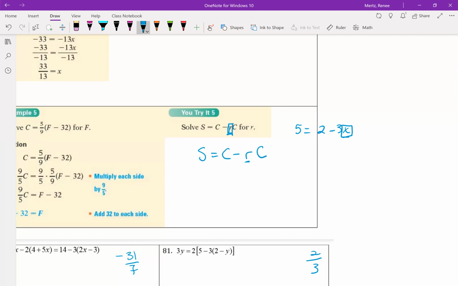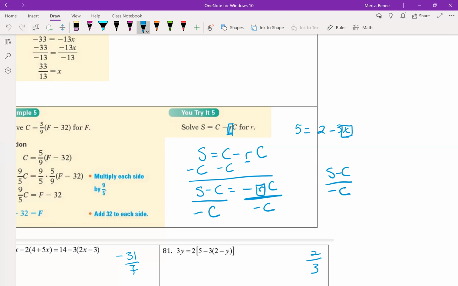So our first mission is to get the RC term alone. So we're going to subtract C. So we get S minus C equals negative RC. Then we want to get the R alone. So what's attached to the R? A negative C. So we divide by negative C because it was attached by multiplying. The opposite of multiply is to divide. So we get, for a final answer, you could leave it S minus C over negative C, or you could get negative S plus C divided by C.